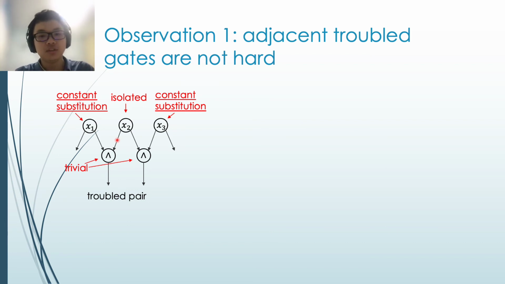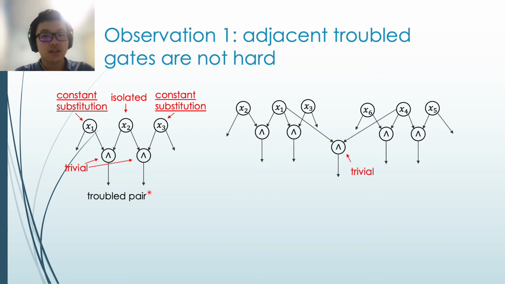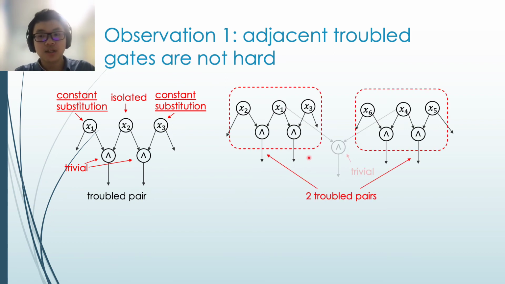So, although a single trouble gate is hard to handle, two adjacent trouble gates become easy to eliminate. We call this structure a trouble pair. Now returning to this figure, the trivialization of the middle AND-type gate will now introduce two trouble pairs instead of four trouble gates, and the trouble pairs do not bother us. And other cases where four trouble gates are introduced have similar properties.